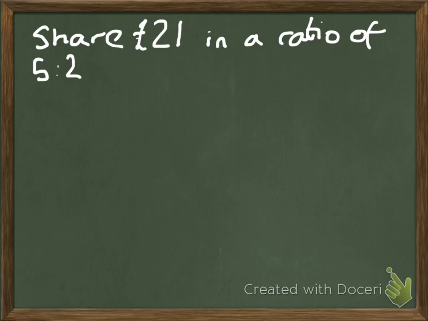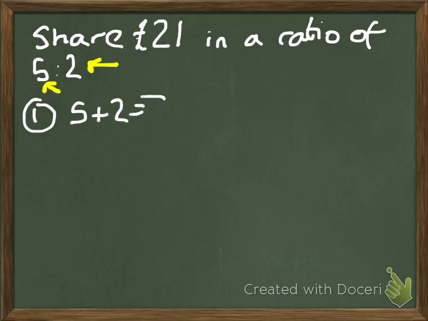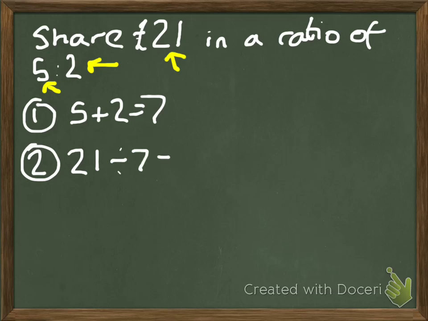What we need to do though is approach this in a slightly more mathematical way, and there are some very straightforward steps. So the first thing we're going to do is to add the two parts of the ratio. So step 1 is to add the 5 and the 2 together. So 5 plus 2 equals 7. Step 2 is to take that answer of 7 and divide the original amount by it. So our original amount is 21. So we're going to do 21 divided by 7, which is 3.